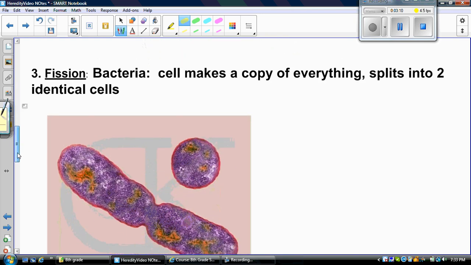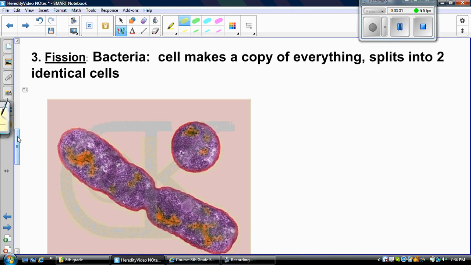Okay, now there are different types of asexual reproduction. Fission: bacteria reproduce by fission, which is a type of asexual reproduction. This is where a cell makes a copy of everything and splits into two identical cells. So the cell is going through interphase. When it makes a copy of everything, it's going to split into two identical cells. That is fission. So you start off with one cell in the phase of interphase, making copies of everything, and it's going to split into two identical cells.